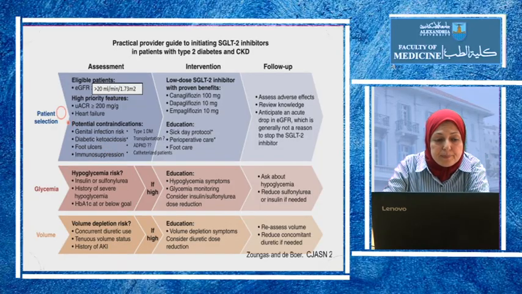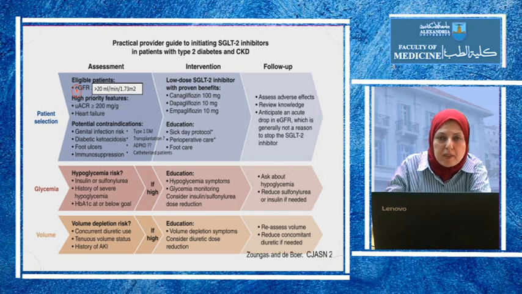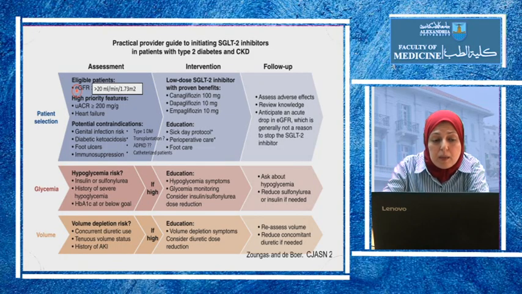So first, patient selection, especially patients who are high priority. First the GFR should be above 20, but sometimes we give it below 20 if there is foreseen benefit, again, if the patient has heart failure or there is a very high albumin-creatinine ratio, but the guidelines still state that the GFR should be more than 20 to start an SGLT2 inhibitor.